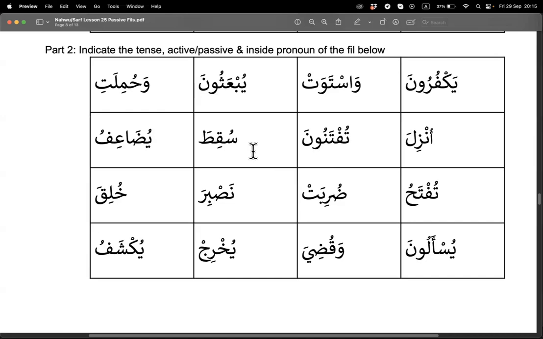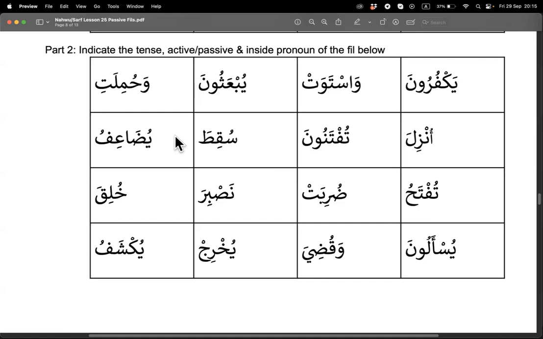So sukita, I believe this one is fi'il madhi. Good. And then it is majhul. And then the naibul fa'il will be huwa. Yes, good, ui. Next one, yudha'ifu.